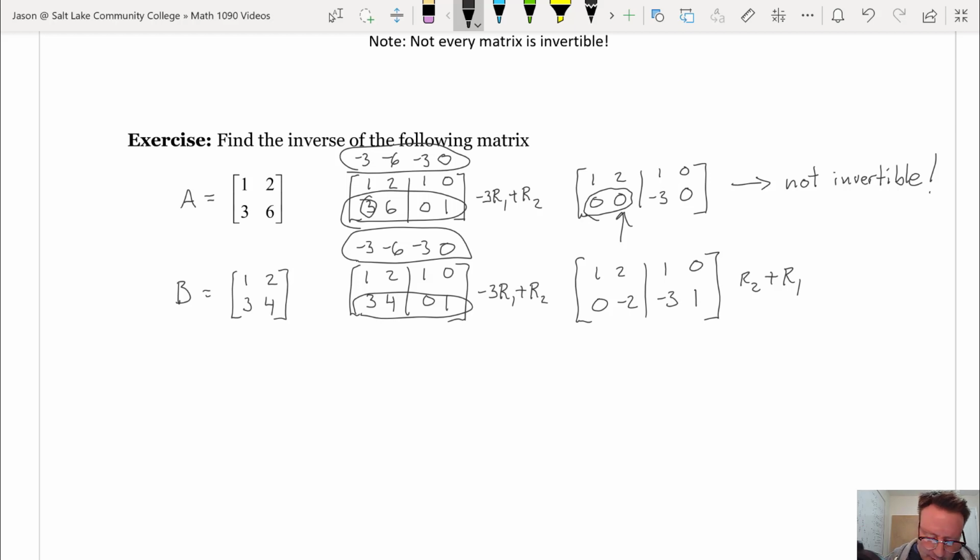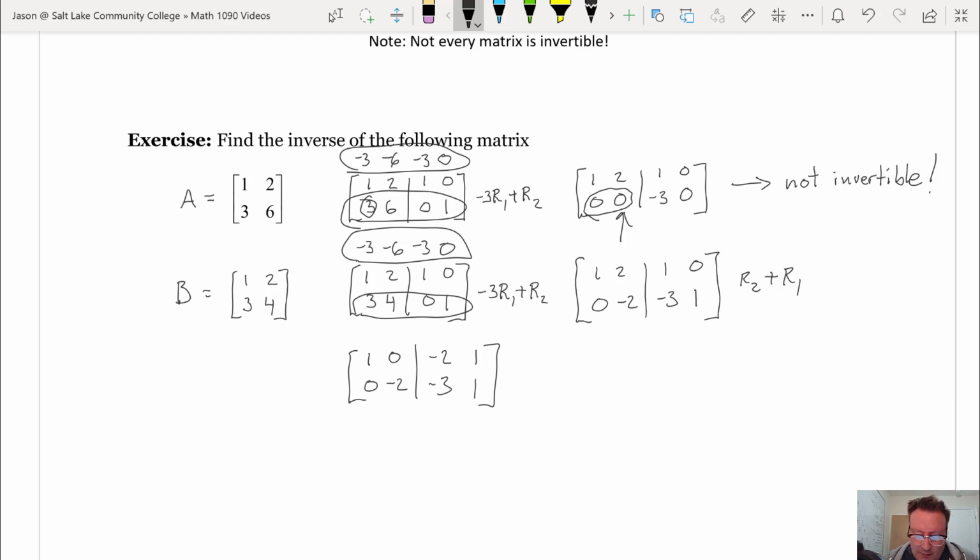When we do this, I'm going to be adding row 2 into row 1. So I'm going to get 1, 0, 0, negative 2 on the coefficient side. And over on the other side, negative 3 plus 1 is going to be negative 2, and 1 plus 0 is 1. And then this row stays the same, negative 3 and 1.